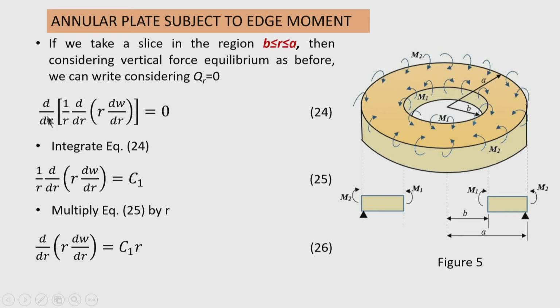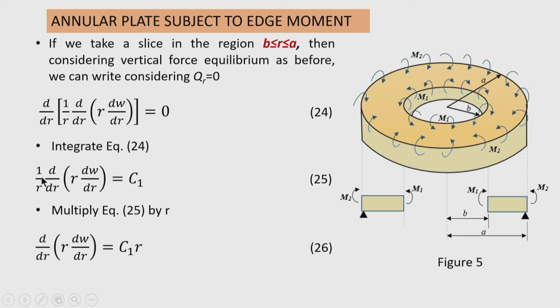Now, integrate this equation. After integration, we get the quantity inside the third bracket, and the quantity is 1 by r d by dr, bracket closed, r dw by dr, equal to C1. So, after integration a constant term will appear. Now, multiply equation 25 by r.